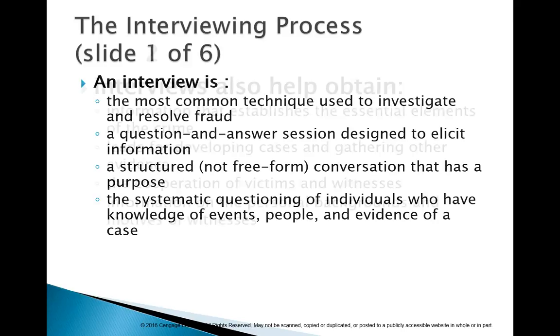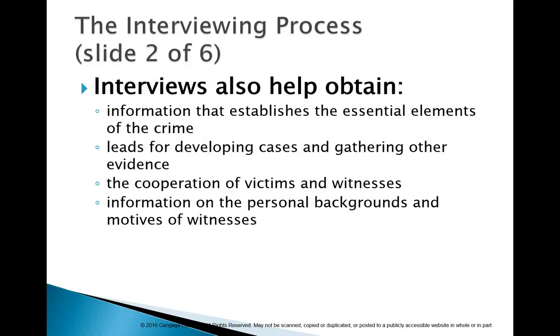So consequently, we're going to use this information to first establish the essential elements of the crime. And then that's going to help us develop the case and then figure out what evidence we need to gather. Right? So if we're talking to individuals, the warehouse manager, and they're telling us that these 3 individuals were working on the night of the theft, then now we know we can go look at the logs to see if they were indeed the ones that logged in. Right? We can look at the time cards to see if they were working at that time. Or we can corroborate with other forms of evidence.